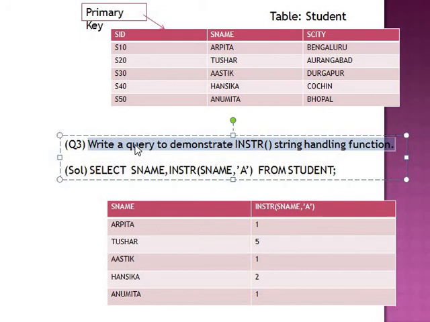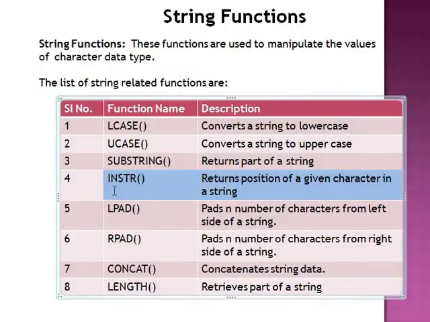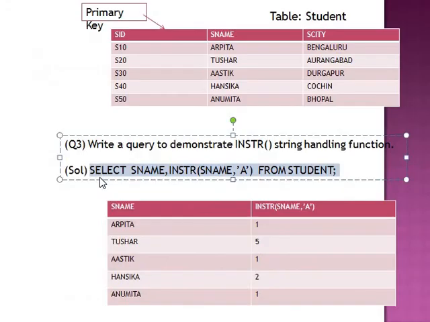Now read the third question. It says, write a query to demonstrate the INSTR string handling function. Now look at this INSTR function. Its purpose is to return the position of a given character in a string. So if I write the query like this, select sname, INSTR function to be applied on the column sname, comma, the letter A, whose position I am going to find out, from the table student.